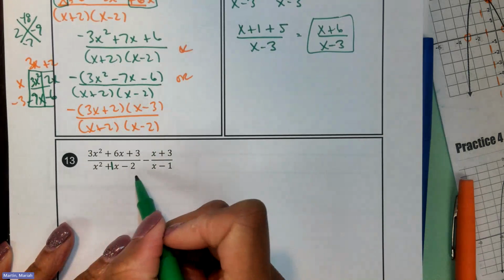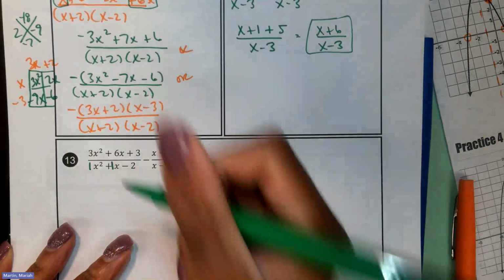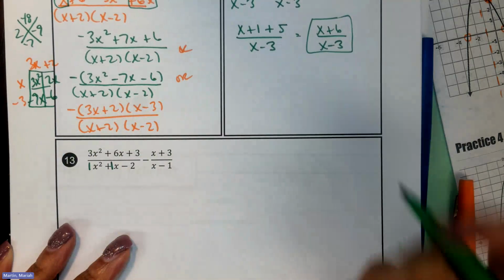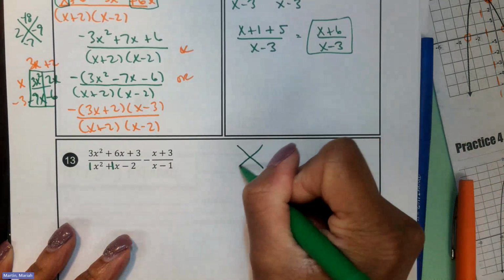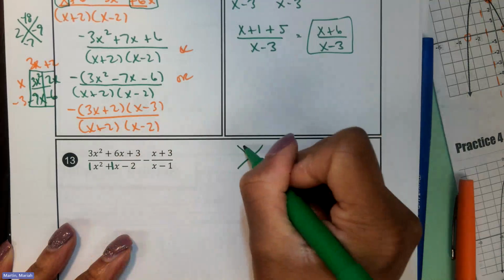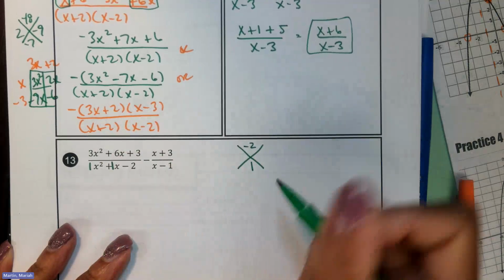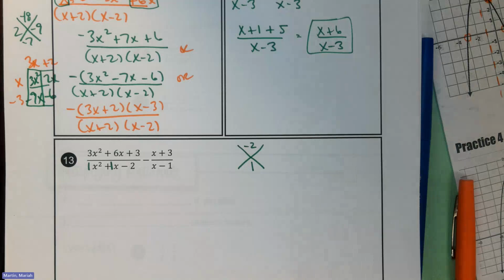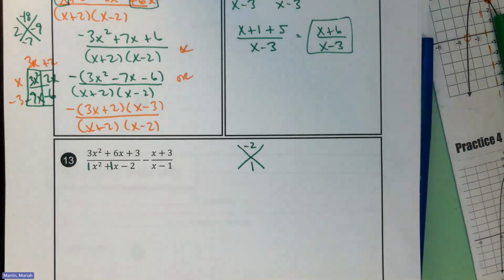Now because this a is just 1, I only need to draw the x here. And there's 3 terms. So from here, 1 times negative 2 is negative 2. We put the middle one at the bottom. We're going to find our 2 answers. And our 2 answers here will be 2 and negative 1.